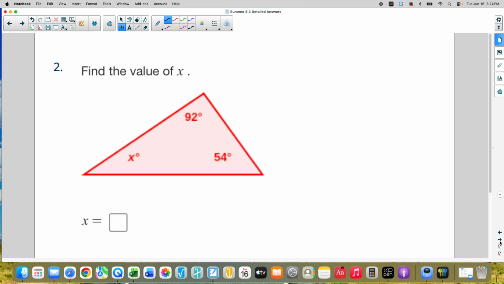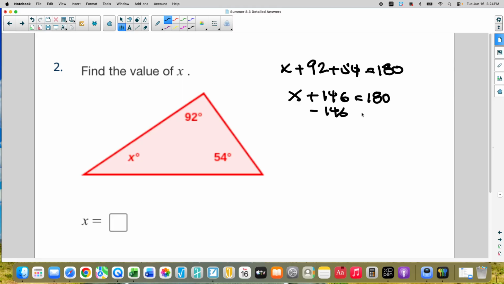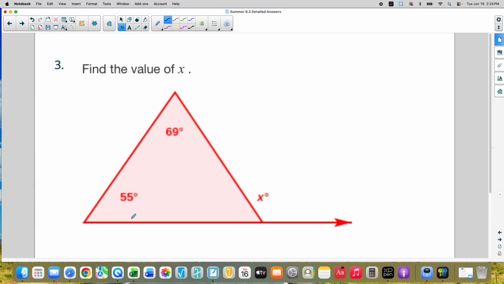Find the value. Well, the sum of the angles in a triangle is going to equal 180 degrees. So we're going to add each of the angles together, and it should equal 180 degrees. Let's add these up first. We get 146, and 180 minus 146 gives us 34 degrees. So angle X should be 34 degrees. That should be an easy one for you to understand.